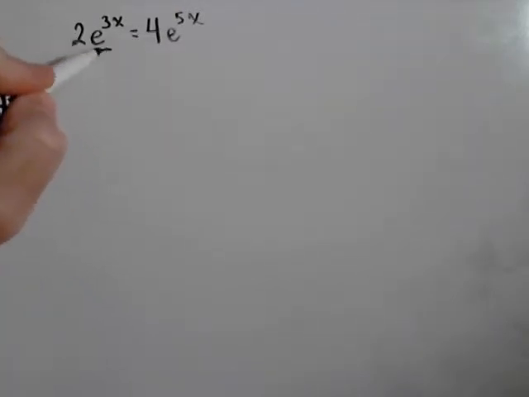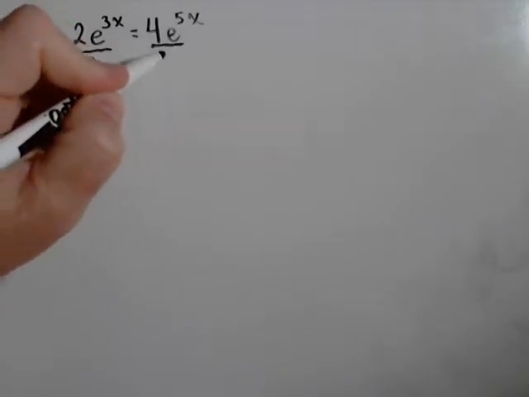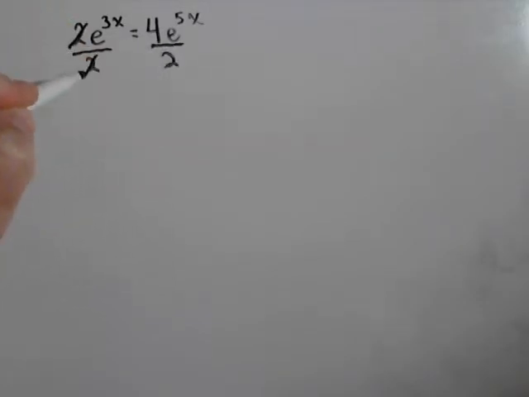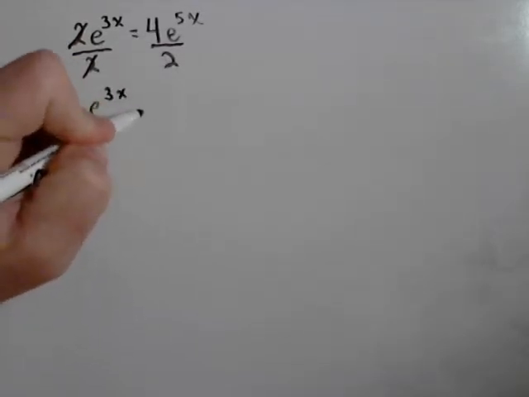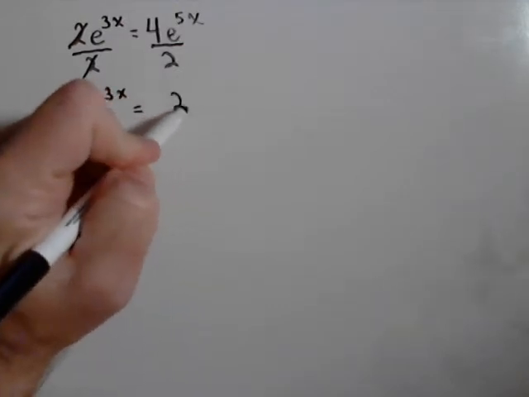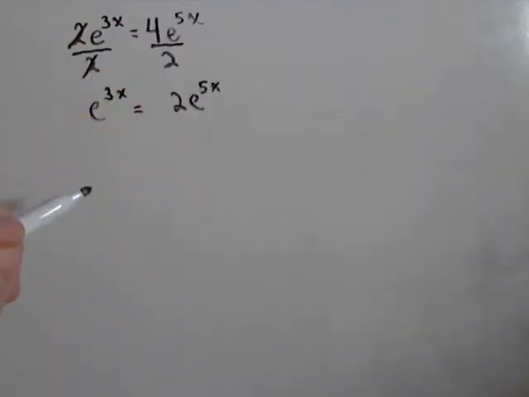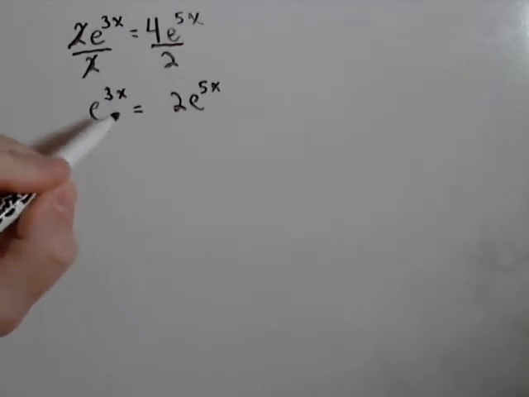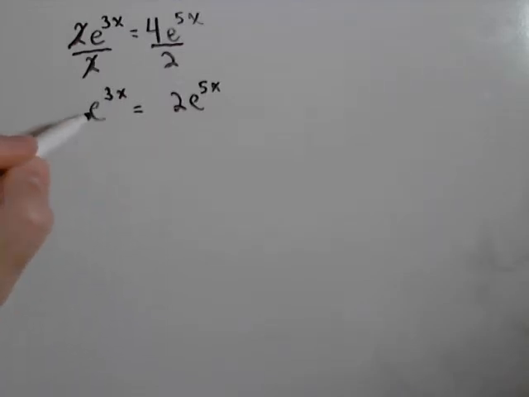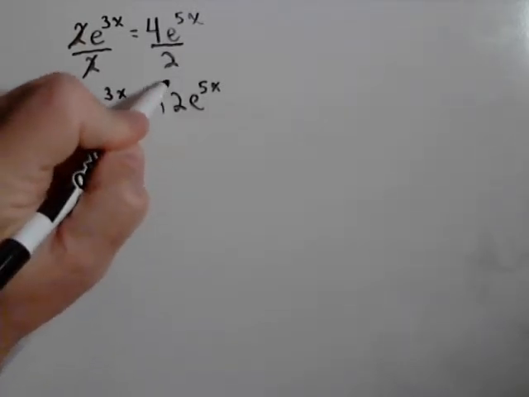So what we'll do is we'll isolate one of them by dividing by, in this case, 2 is probably the easiest because those will cancel out and those will reduce. So we end up with e to the 3x equals 2e to the 5x. Now at this point, the way I like solving these, I see I have an exponential on both sides and it has a base of e. So what I'm going to do is take the natural log of both sides.